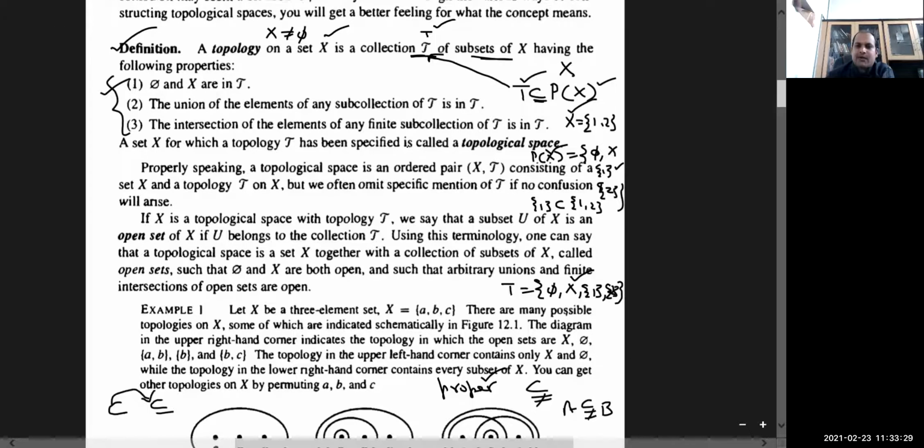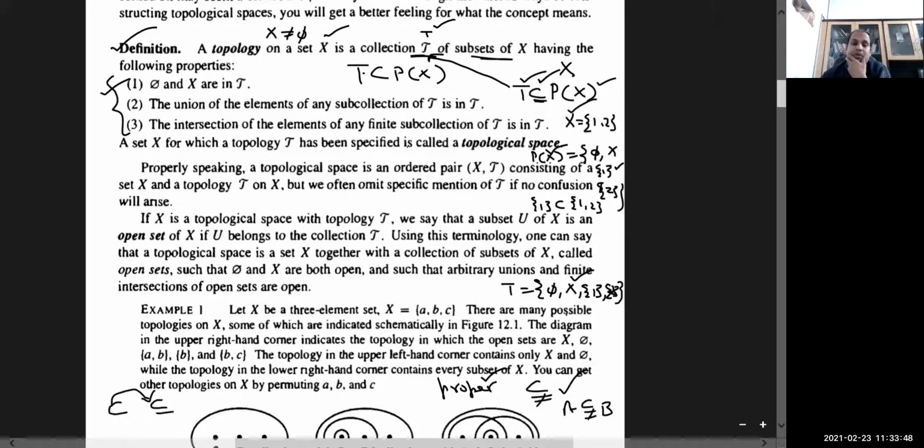So whenever I say, even if I write that T is a subset of the power set of X, this means T can be equal to P of X or T can be a proper subset of P of X. Both options are there. So this is the notation of this book, Munkres.